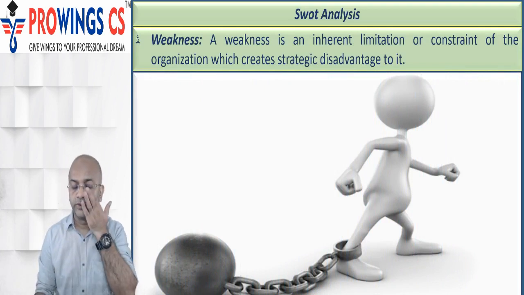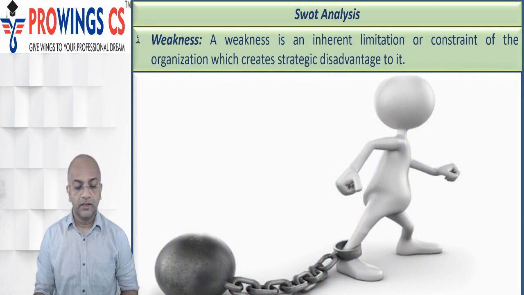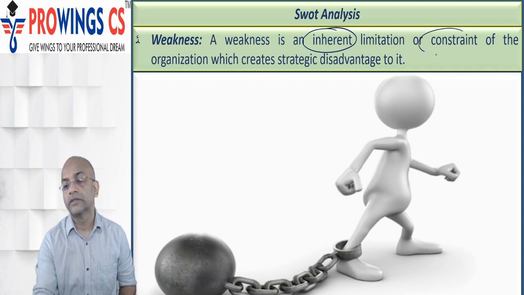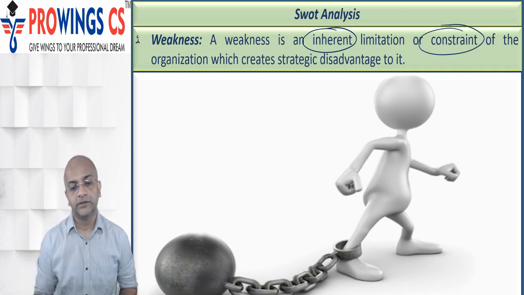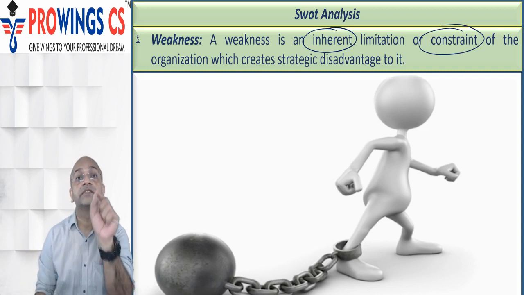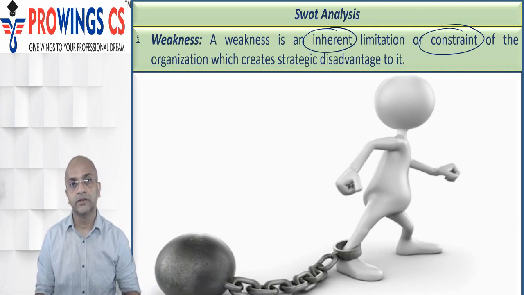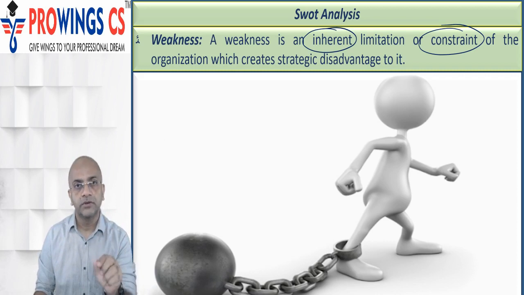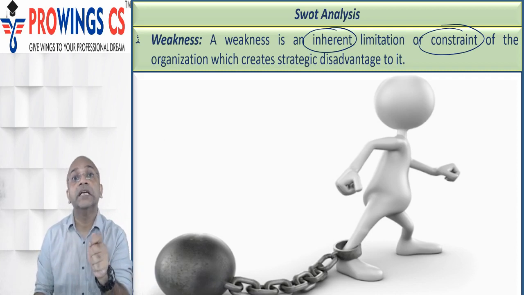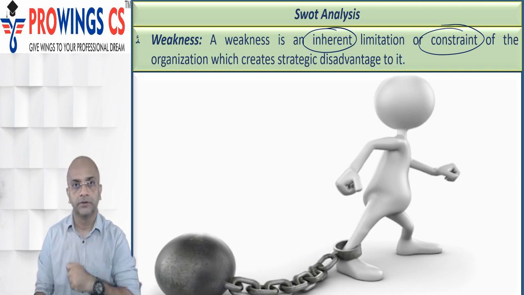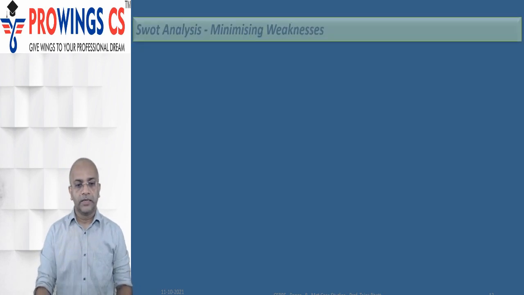Weaknesses. You can see the poster sincerely well. Weakness is an inherent limitation or restriction of the organization which creates a strategic disadvantage. Weaknesses create strategic disadvantage. Those are negative situations, right now at present, which I, as a businessman, as an entrepreneur, need to work upon. Understand this.